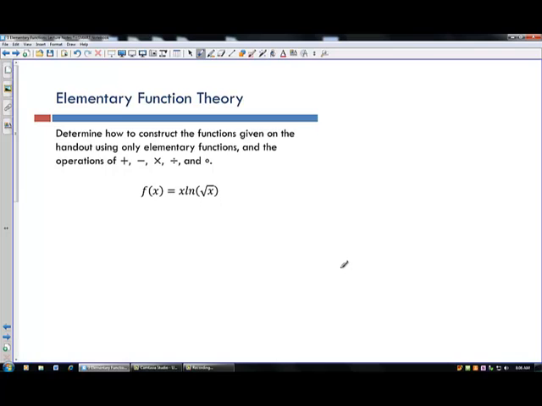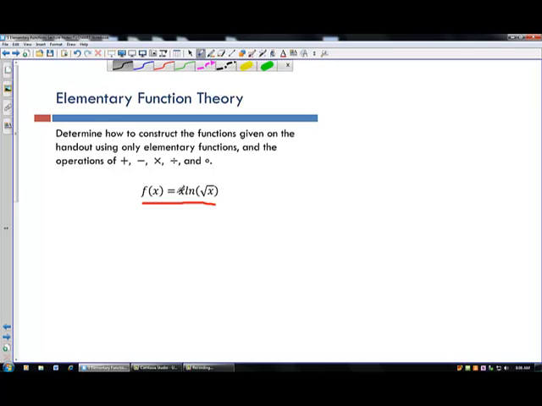Okay, so the last thing we're going to do, this is going to be homework. I'll hand out at the end of class, and the idea is you should be able to start to take functions apart and write them in their sort of elementary pieces. And so here you want to determine how to construct the functions given on the handout using only elementary functions and the operations of addition, subtraction, multiplication, division, and composition. And so when you look at this, you need to start sort of focusing on what are the elementary functions, what are the basic parts, and how are they put together.